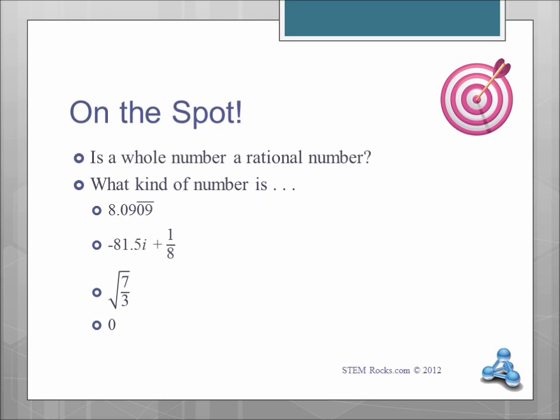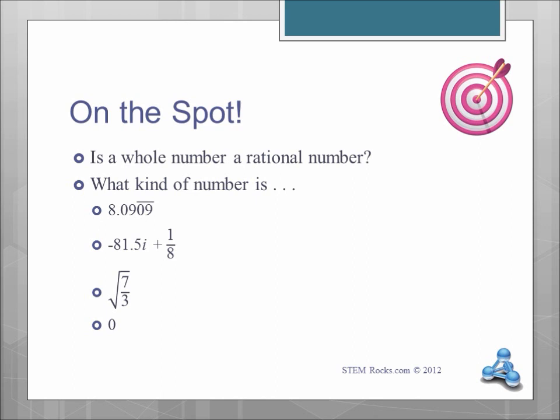What kind of number is 8.0909, 0909, and so forth and so on? That bar above the two numbers means that those numbers continue in that same pattern. It's a rational number because it equals 89 over 11. Remember, any number that can be expressed as a fraction is a rational number.